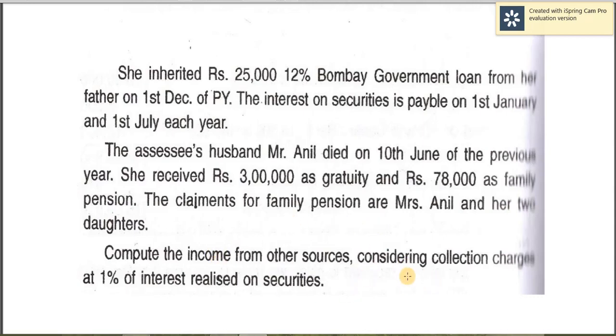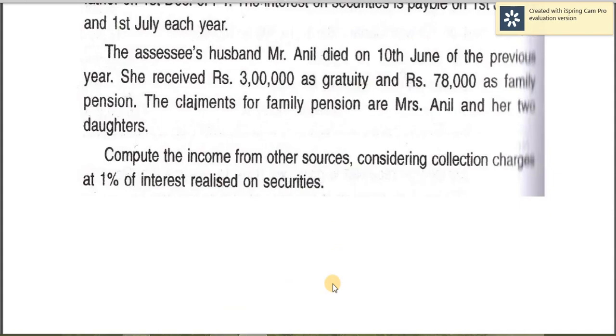Then again, there is one more thing here. Compute the income from other sources considering collection charges at 1% of interest realized on securities. So that we will take up later.